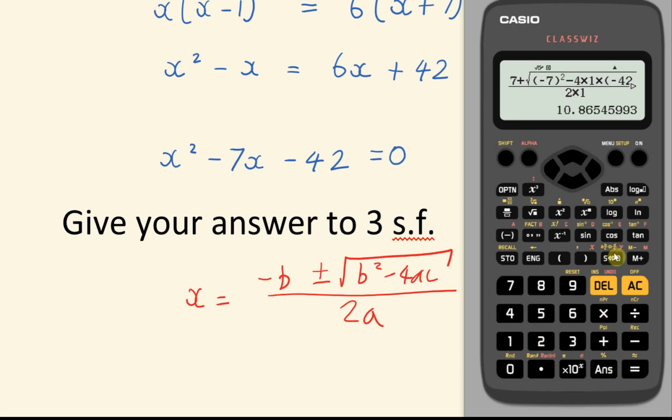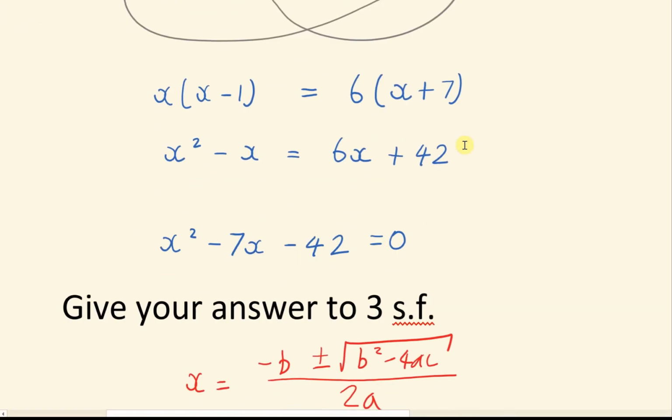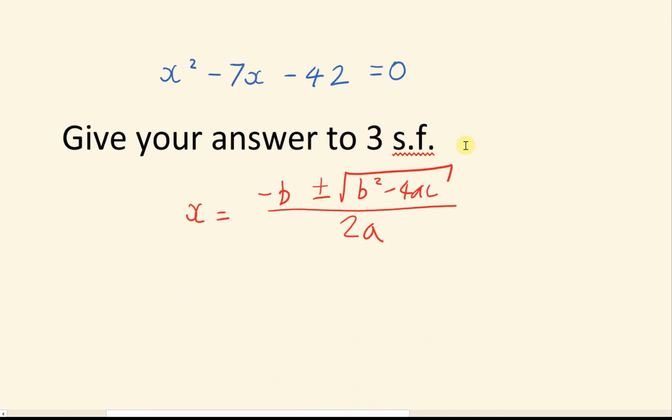So with the plus root, I get 10.9, change that to a minus, and I get minus 3.87, 3 significant figures. Okay. Again, most questions you see, you'll end up getting whole number answers, which is almost like a clue that you're getting it right.